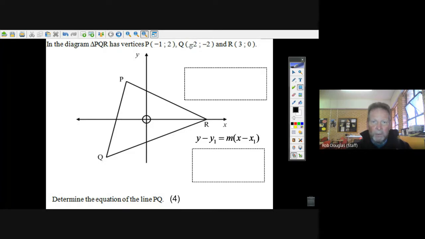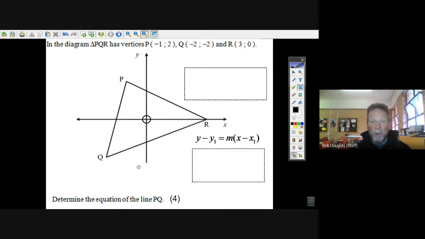Coordinates of Q are 2 to the left and 2 down, -2 and -2, and R is an x-intercept, that's 3 and 0. Okay, here's the first question: determine the equation of the line PQ.